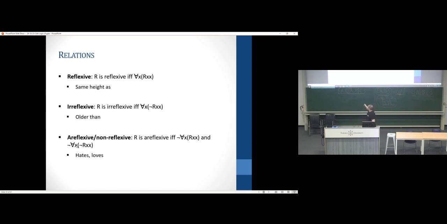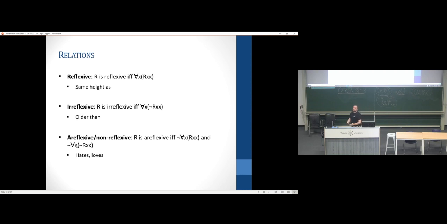So yeah, again, reflexive means everybody loops, everybody R's themselves. Irreflexive, everyone definitely does not. And then areflexive or non-reflexive means some do, some don't. Example here, unfortunately, hates and loves. Right? Some people hate themselves, most people don't. Some people love themselves, unfortunately, some people don't. But again, the important thing up here, reflexive. Reflexive is the important idea. A relation's reflexive if and only if everything stands in relation to itself.